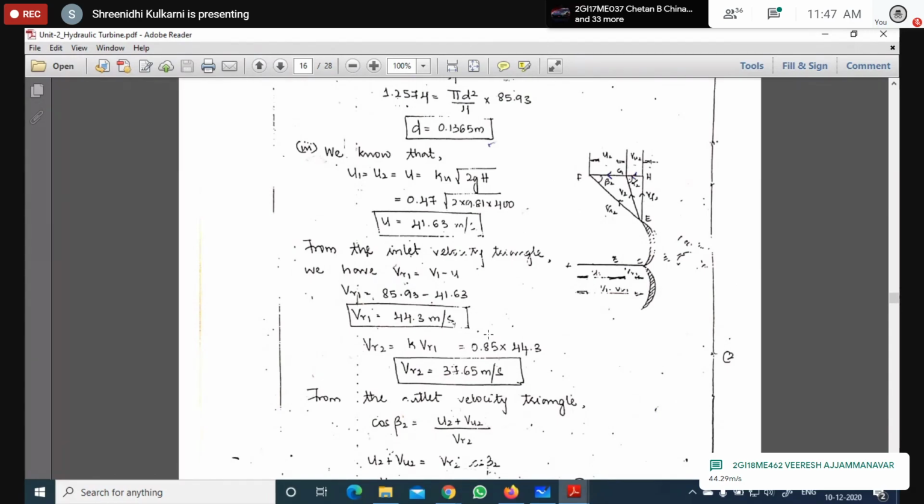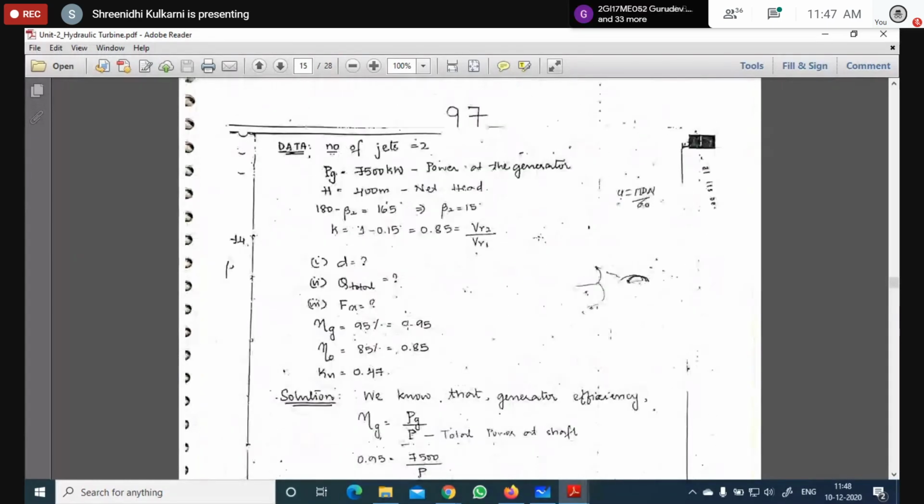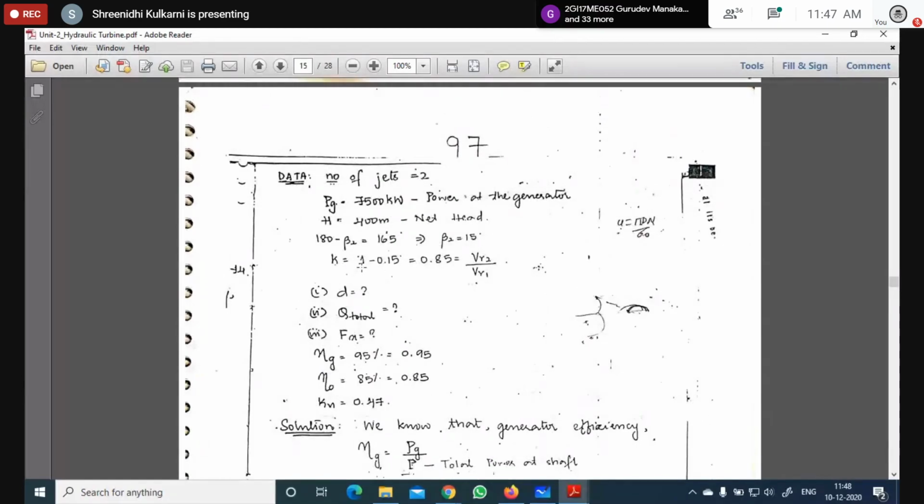CB is equal to VR2 by VR1, or here I have written K, both are the same. But what is the CB value? Here it is given as 15% blocking, so 100 minus 15 will get 85%. So 0.85 is equal to VR2 by VR1. Already we know VR1, so now find out VR2.